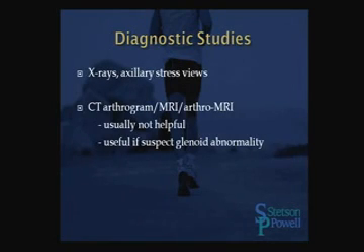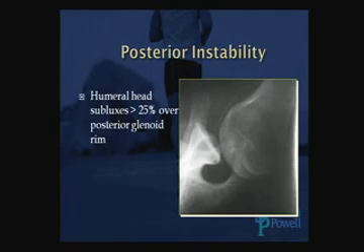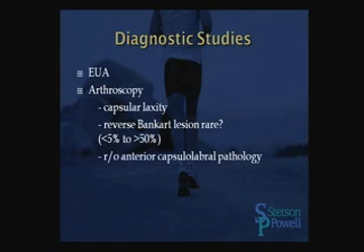Diagnostic studies, usually not that helpful. GAD MRI will often show the lesion, but if it's a redundant posterior capsule with stretching, you may not see that. Humeral head subluxation is greater than 25%. You have to have a high index of suspicion. The gold standard is arthroscopy to check capsular laxity and check the reverse Bankart lesion. Sometimes it's reported as rare in some studies, others up to 50%. And again, rule out anterior capsular labral pathology.